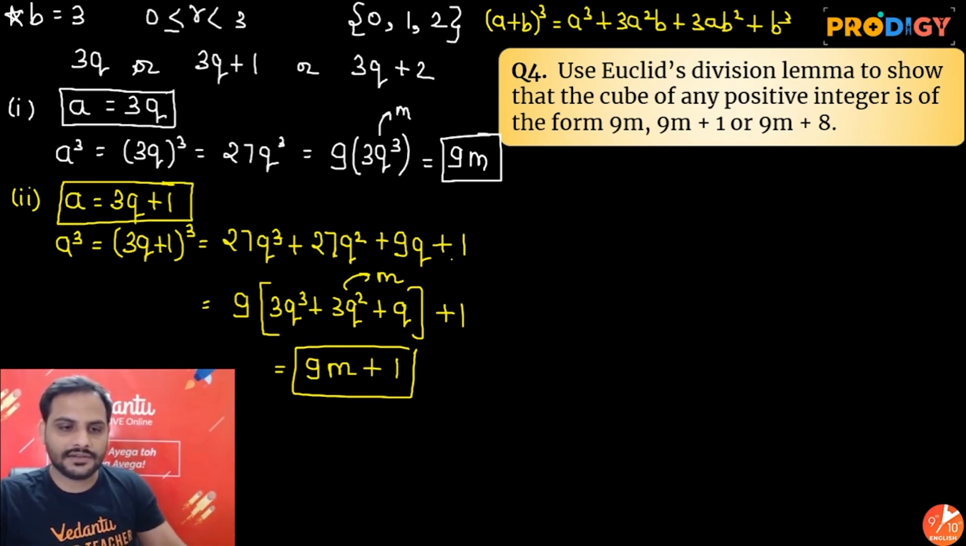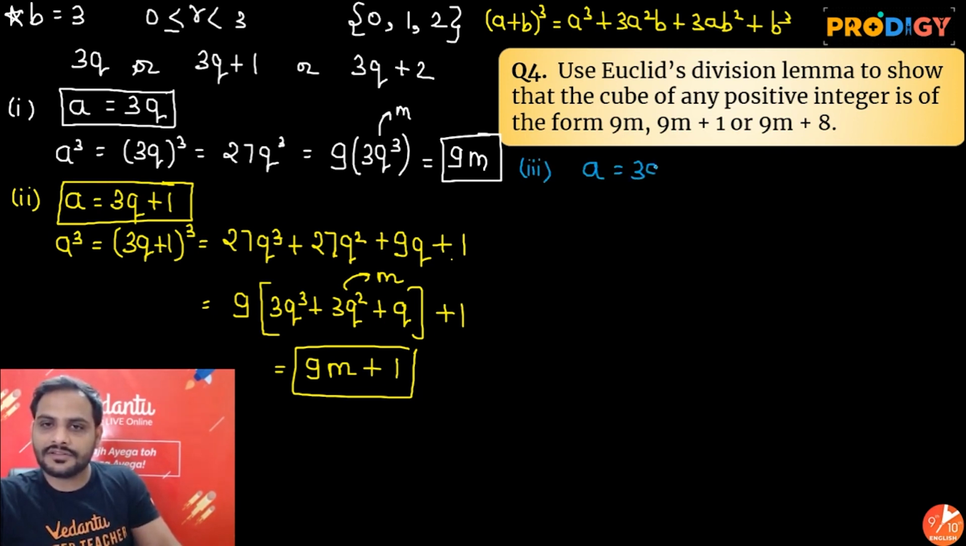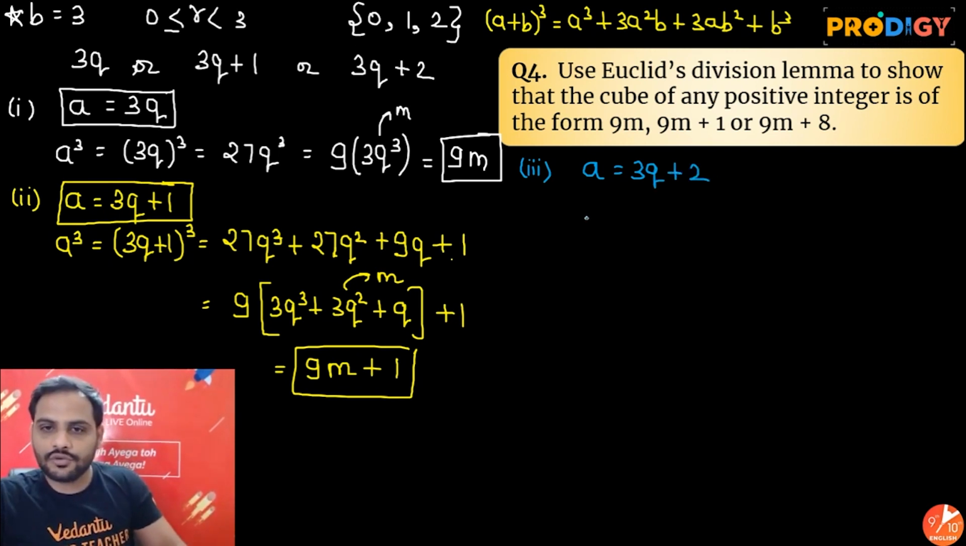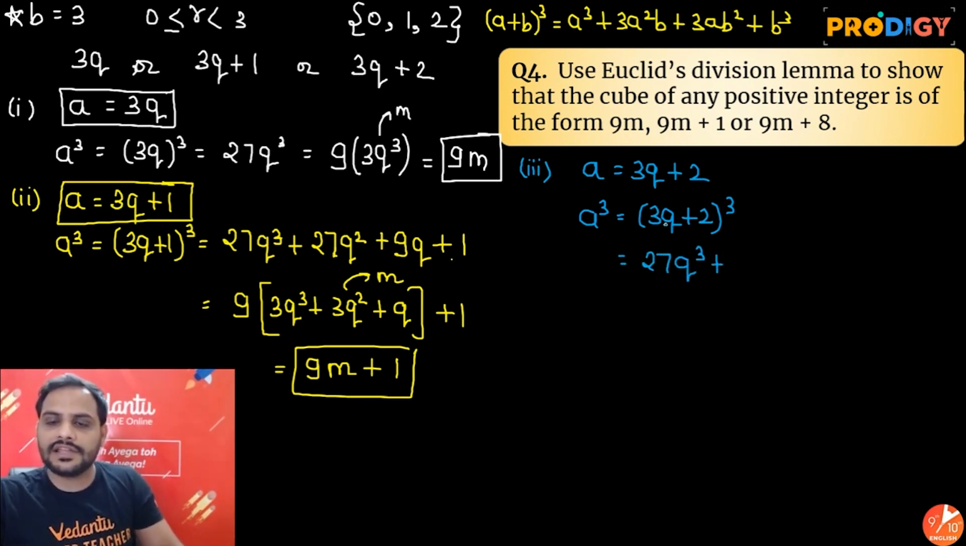Let us look at the last case, case number 3, when the number is in the form of 3q plus 2. So if the number is in the form of 3q plus 2, let's do the cube. So a cube will be 3q plus 2 whole cube. Again using this formula, it will be 27q cube plus 3 into 3q square; 3q whole square is 9q square, so 27q square into 2, 27 2s are 54q square, plus 3 into 3q.